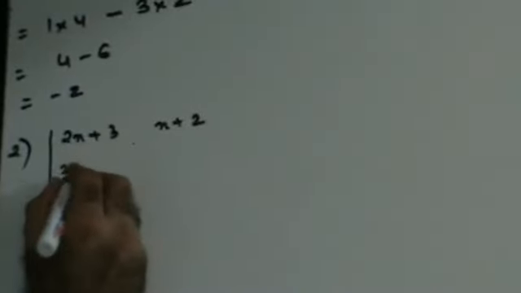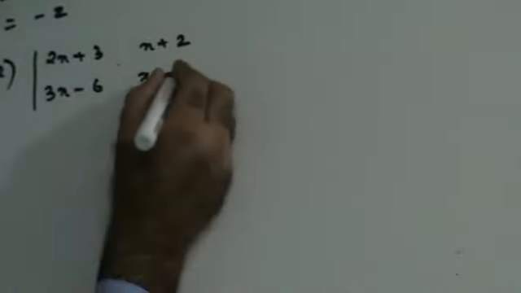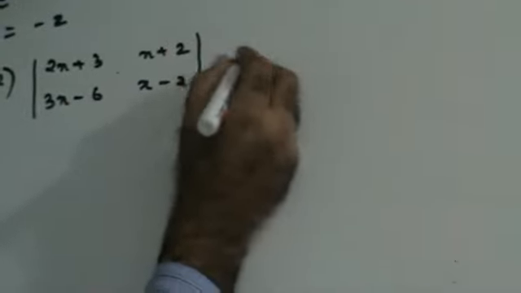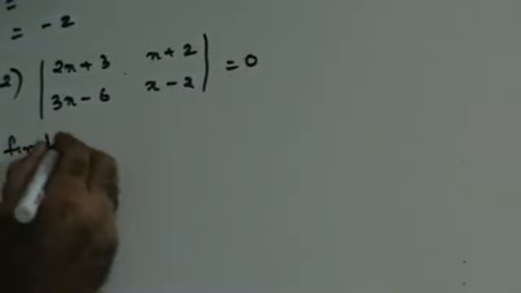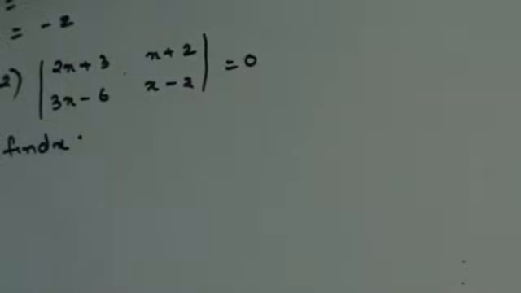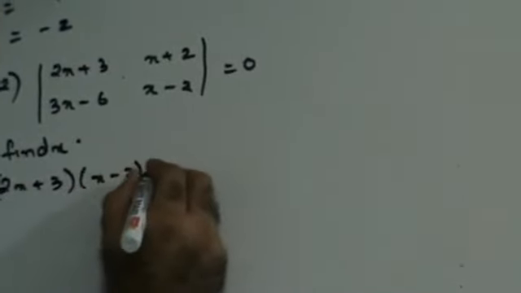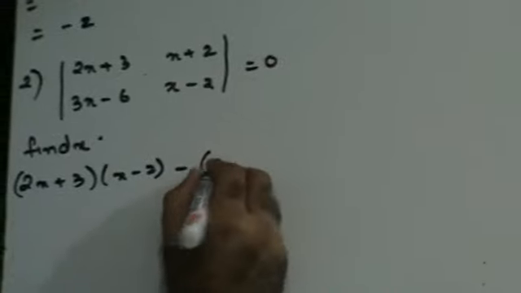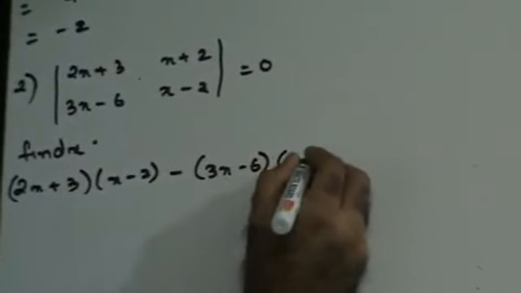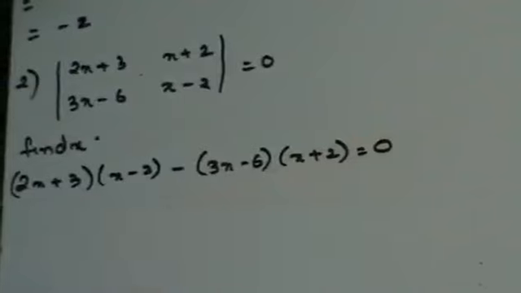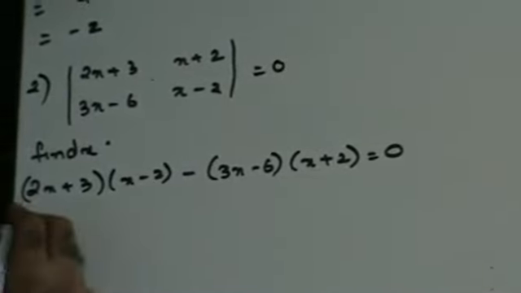The determinant with x plus 3, x plus 2, 3x minus 6, x minus 2 is 0. Find x. Right? How do I solve this, guys? It is the product of the principal diagonal minus the other diagonal. That means this will be x plus 3 into x minus 2 minus 3x minus 6 into x plus 2, which should give you 0.